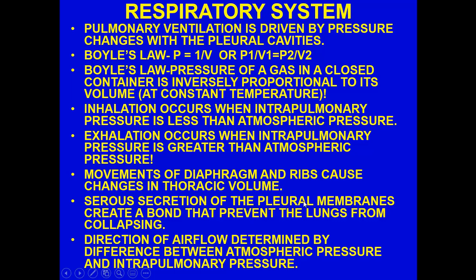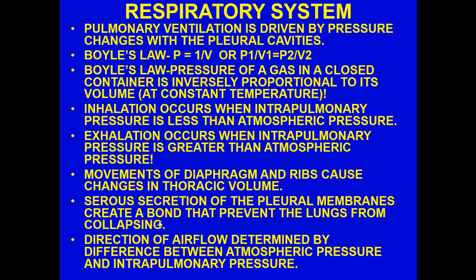Serous secretion of the pleural membranes creates a bond that prevents the lungs from collapsing. What do I mean there? If you remember, we talked about the serous membranes, the visceral and the parietal. Parietal lines the chest cavity, visceral is attached to the lung, and between that is a gap, the pleural space, that's filled with fluid. Now, this tight attraction keeps the lungs attached to the thoracic wall.